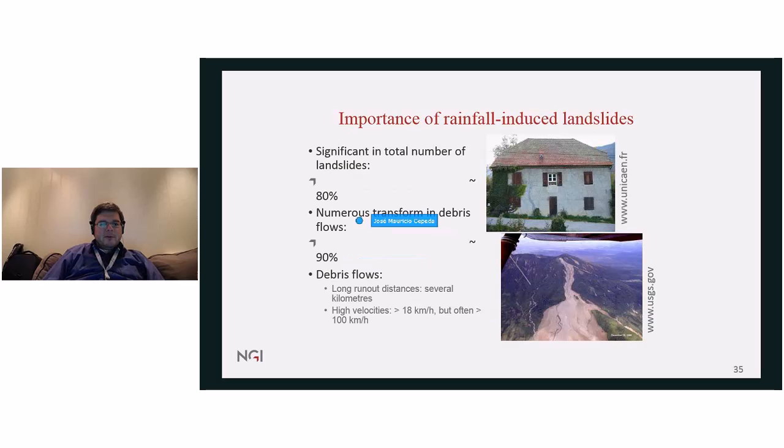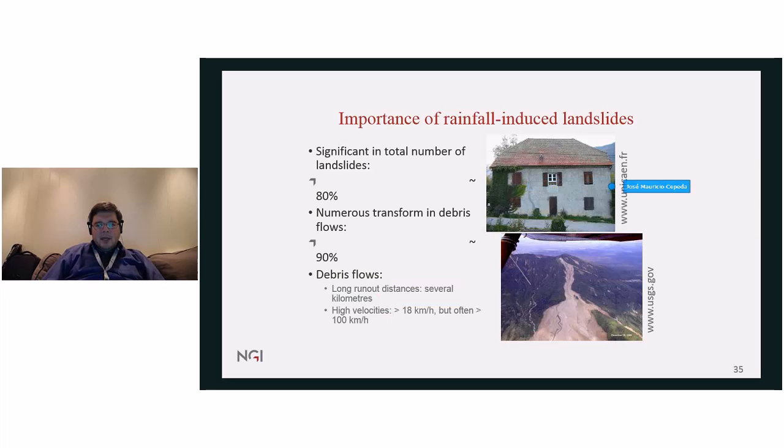Many of them transform into debris flow, about 90% of them, and this is quite important because debris flows have a very high mobility, so long runout distances and also high velocity. And that can have big importance in the consequences.